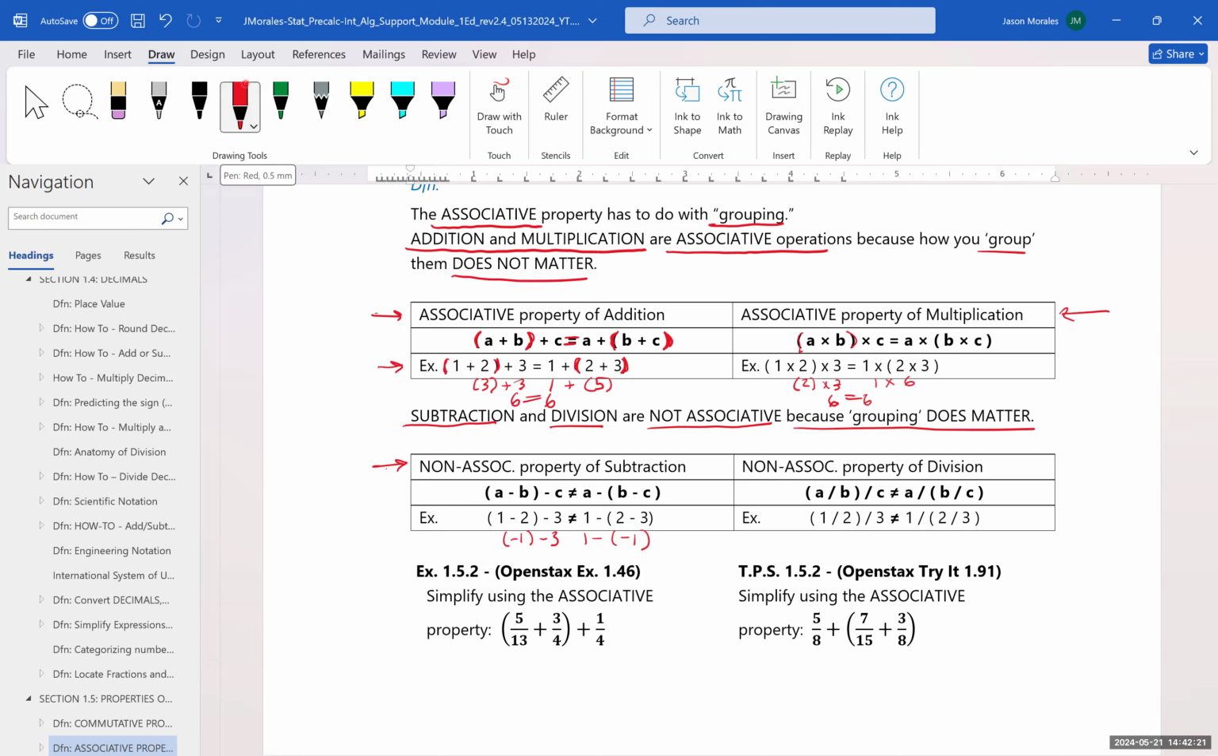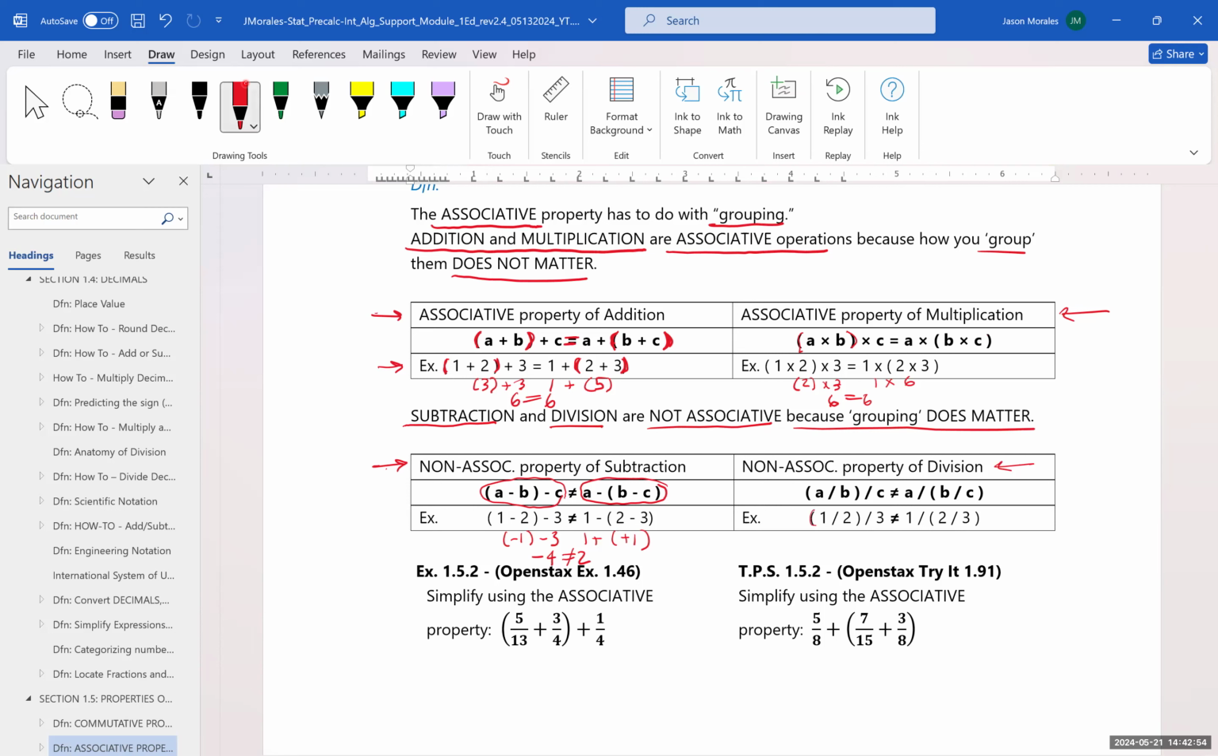So over here on the left, negative 1 minus 3 is negative 4. And over here on the right, a negative times a negative is a positive, and so that's going to be 2. Well, negative 4 is not equal to 2. So grouping subtraction this way on the left did not garner the same value as grouping it differently on the right. And now let's look at division.